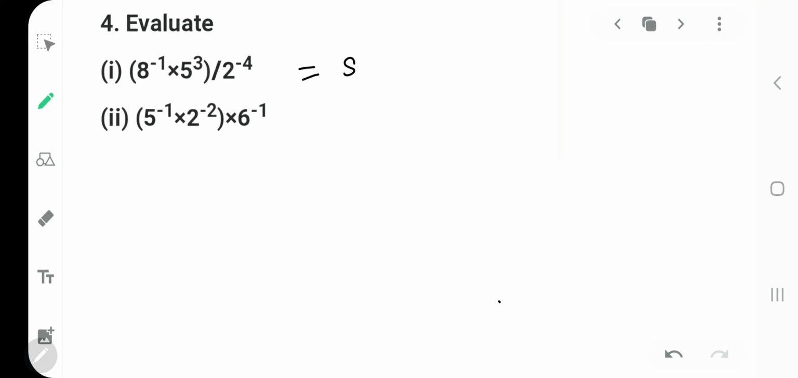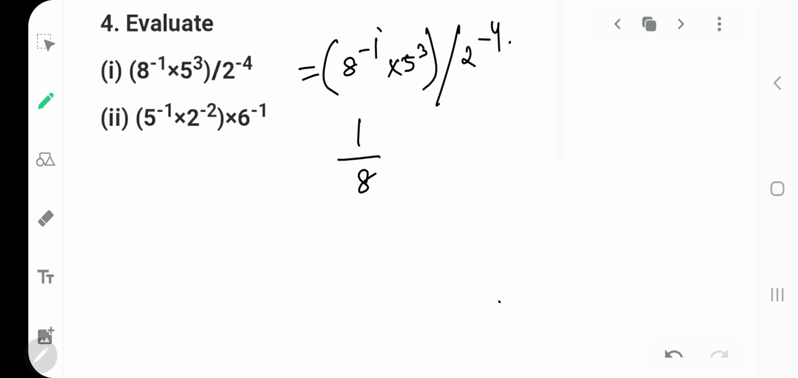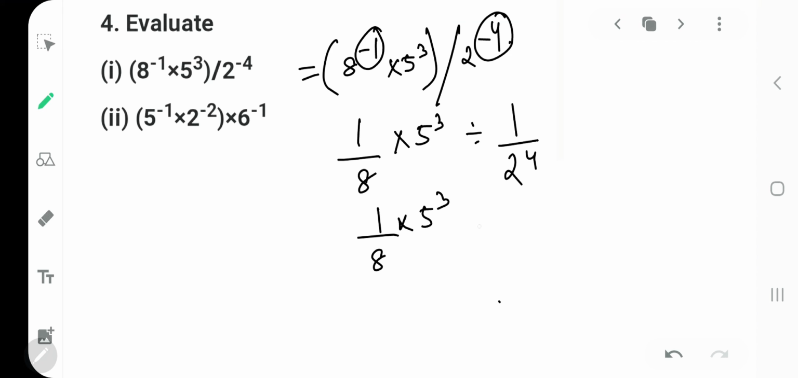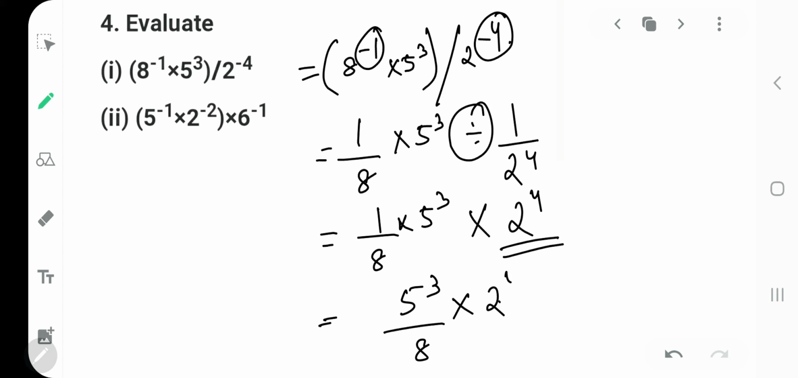That says 8 raised to minus 1 into 5 raised to 3 divided by 2 raised to minus 4. My dear kids, 1 upon 8, I have converted this minus 1 to plus 1, into 5 raised to 3 divided by 1 upon 2 raised to 4. I have converted this minus 4 into plus 4. So that will be 1 upon 8 into 5 raised to 3. And when I change this division sign into multiplication sign, my fraction gets reciprocated. Yes, my dear kids, you have to calculate this. Got my point clear? So it is something like this. So you have to open the brackets and calculate the final answer.